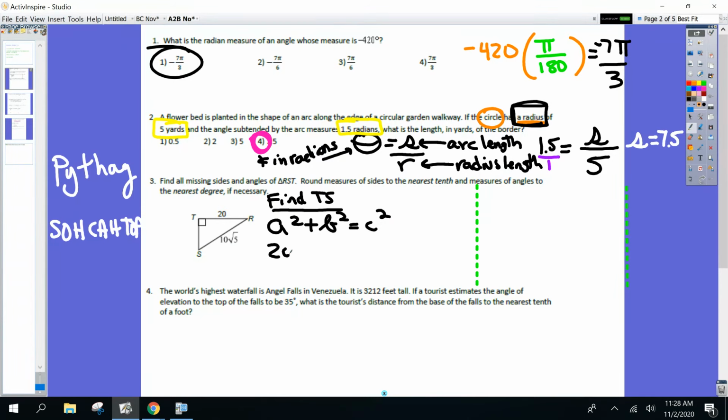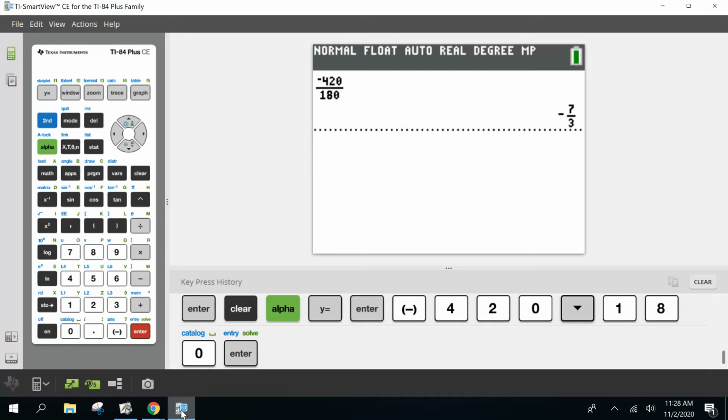20 squared plus b squared equals 10 to the square root of 5, all squared. Good job. Everybody's good? All right, here you go. Grab those calcs. Make sure they're on high blast. I got 20 squared, which is 400, plus b squared. I'm going to warn you guys right now. Take a look at my calculator.